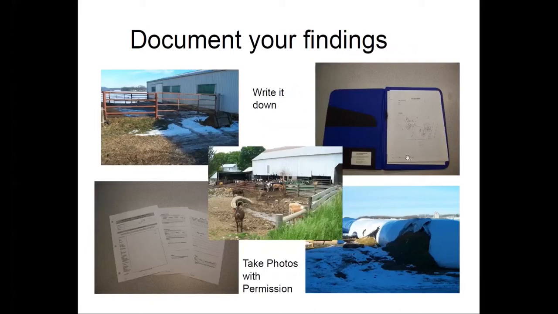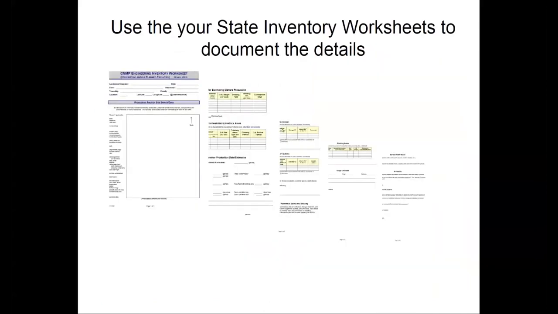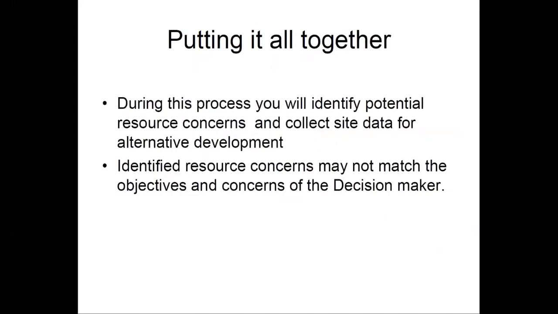So you take notes in the field, you take pictures where you have permission, you take a look at all the resource concerns, you make this lovely document, and you document it all on the various forms that your state has. A lot of states have inventory worksheets, cost estimate worksheets, practice worksheets. Document all the various details for everything that you're going to need. It will help you when you start talking with the producer about alternatives.